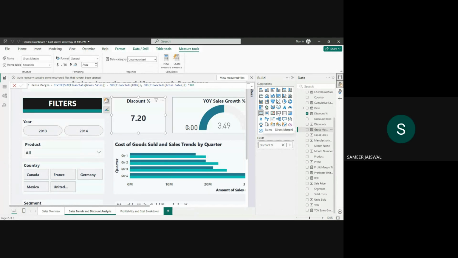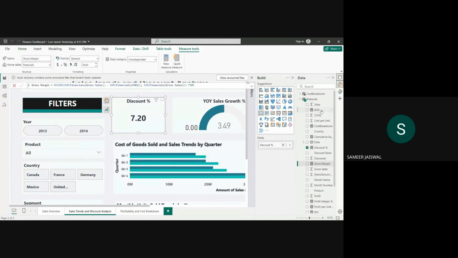Okay. So if I talk about DAX, DAX is basically Data Analysis Expressions. It is one of the most lucrative tools through which we can do calculations in Power BI. We have incorporated DAX to calculate AOV, average order value. You can see here we have aggregated the sales value and the amount of goods sold, and divided the aggregate value of the sales by the aggregate amount of goods sold. So here we get how much average money is spent per unit of goods sold.